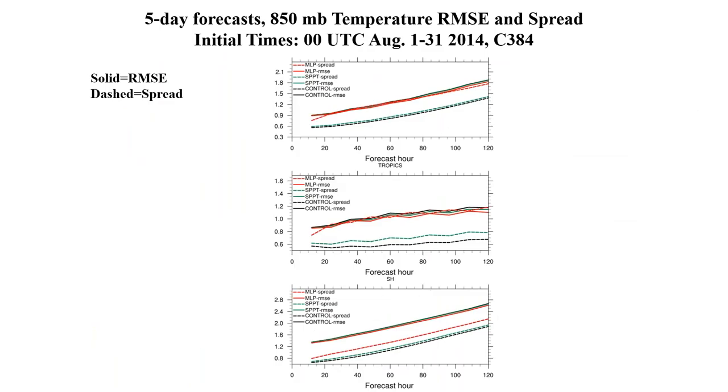So now this is ensemble forecast. We use this method, using the C384 resolution with 64 levels, to compare with the already implemented SPPT. You can see that the control is the black, the red is the multidimensional Langevin process, and green is SPPT. Solid line is the zonal mean error, dashed is the spread. You can see that without any tuning, MLP produces results that are better than SPPT.